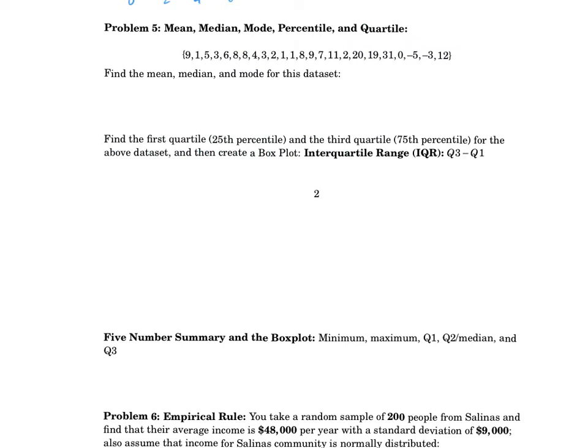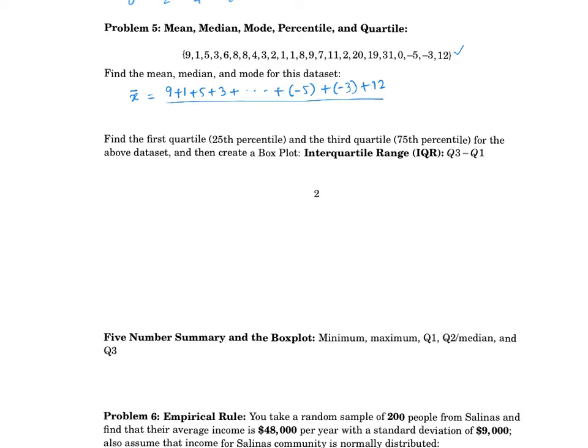So for this one, we are going to find the mean, median, mode, percentile, quartile, etc. for this data set. Now mean is the average, or the sample average. The symbol for it is x bar. So you're going to add up all these numbers, 9 plus 1 plus 5 plus 3 plus ... all the way up to plus negative 5 plus negative 3 plus 12, right? And divide by the total number of data points.